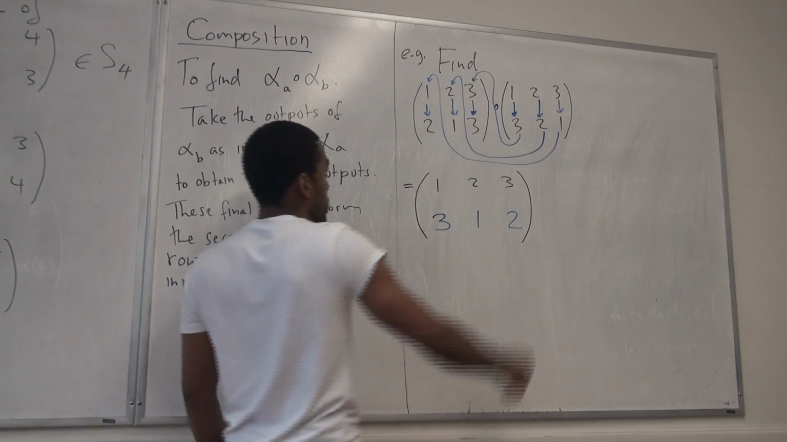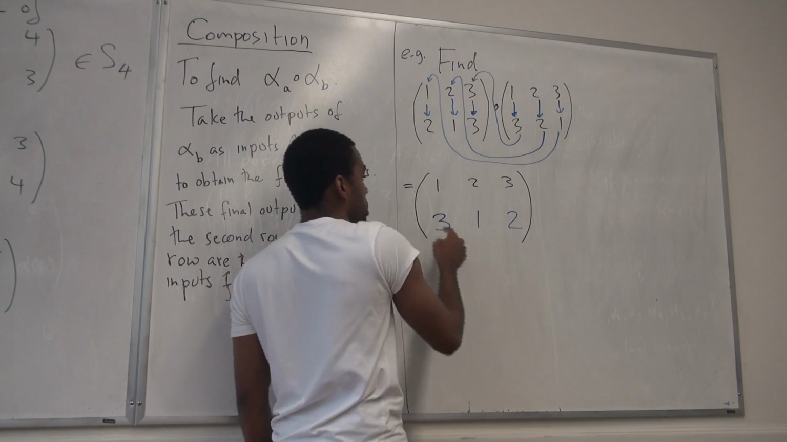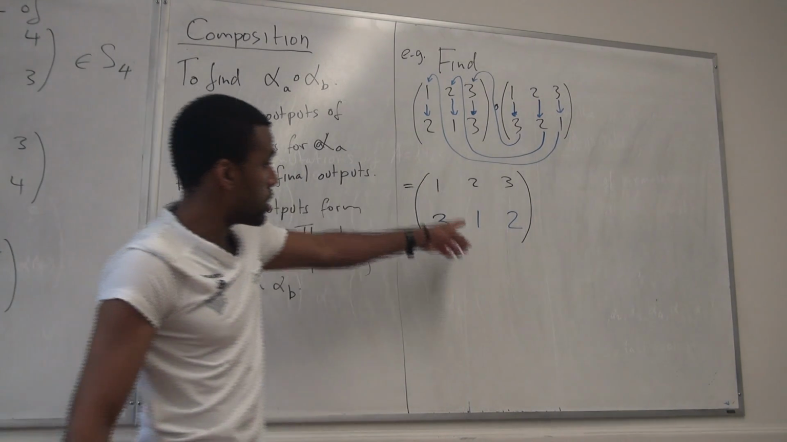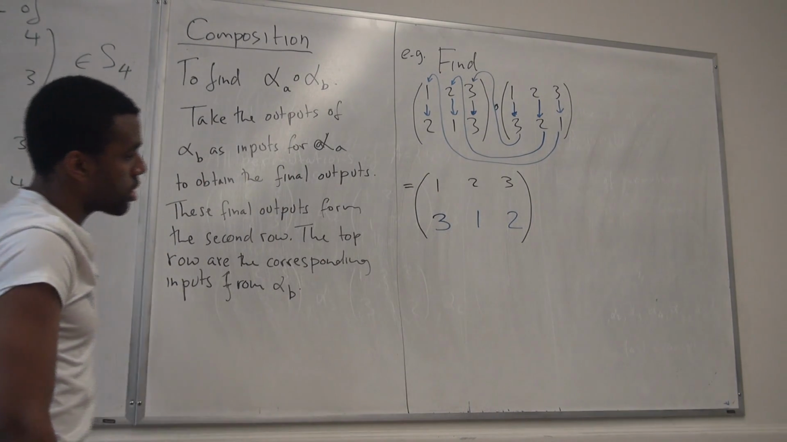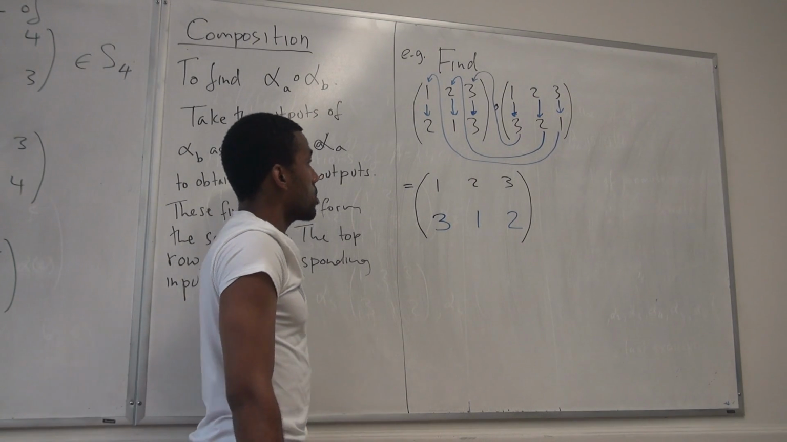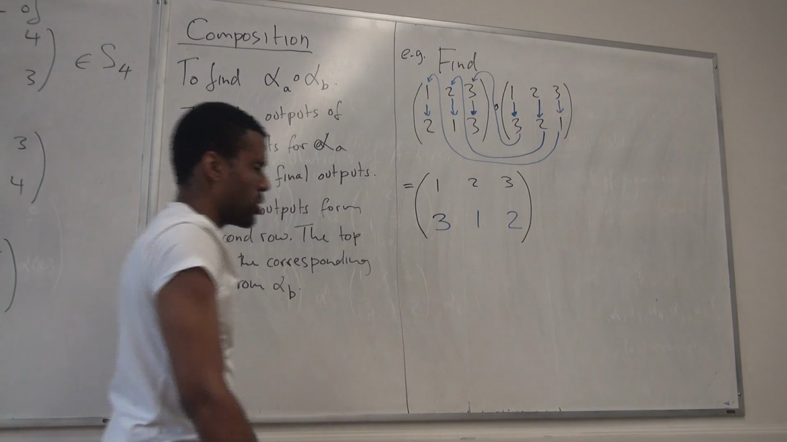That's basically it. You start with the guy on the right, follow him to here, then follow whoever is there to here, and then put that as your answer. So if I actually compose these two functions, this is the result. This is the composition of the two functions. If I take the function 2, 1, 3, composed with 3, 2, 1, I end up with the function 3, 1, 2.